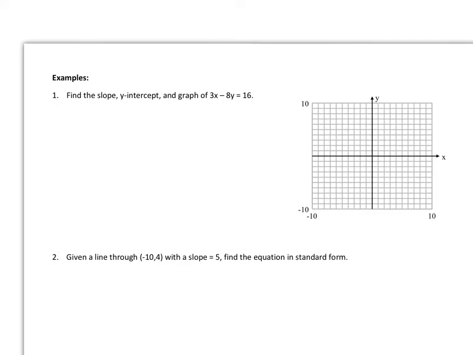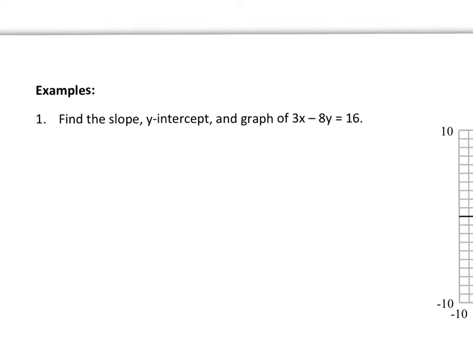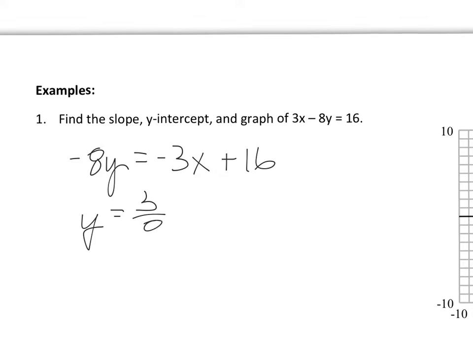Find the slope, y-intercept, and graph of that. If they want us to find the slope, we have to solve for y. So it's not a big deal. Let's go ahead and solve for y. I have negative 8y, subtract 3x over, I'm going to put that term first, and get plus 16. Divide by negative 8, so I have y equals 3/8 x minus 2. So the slope is 3/8, and the y-intercept is negative 2.